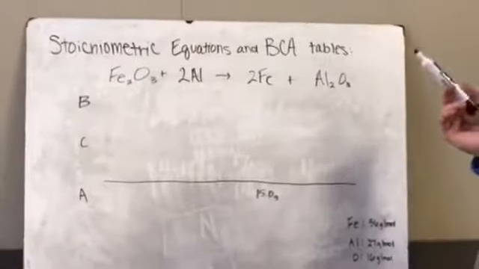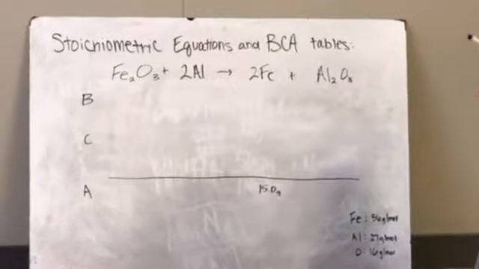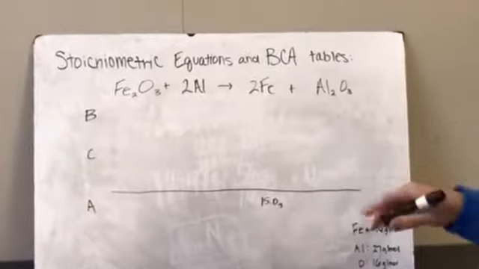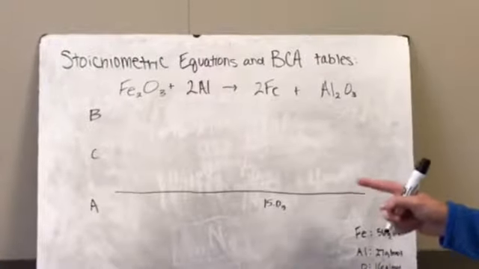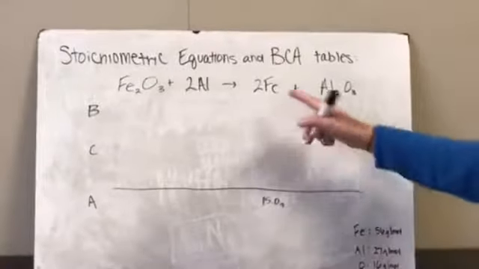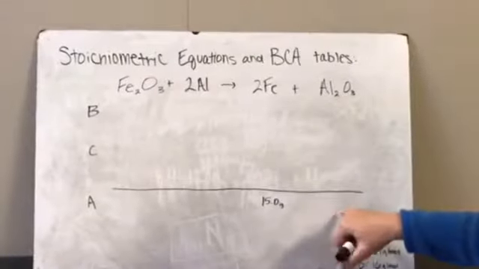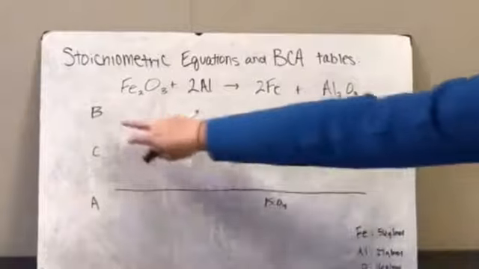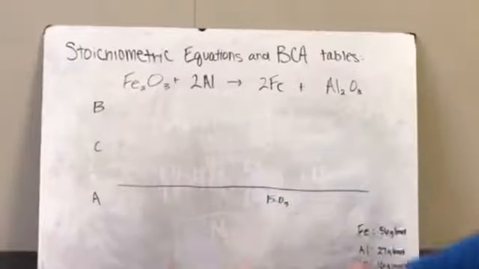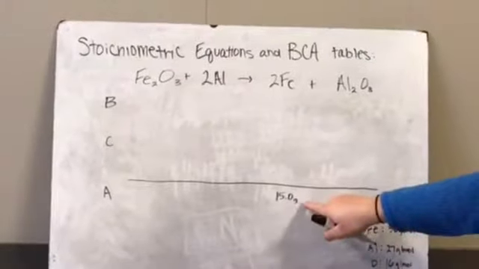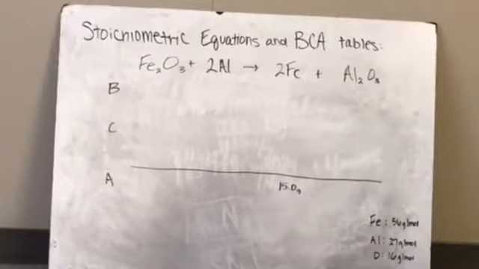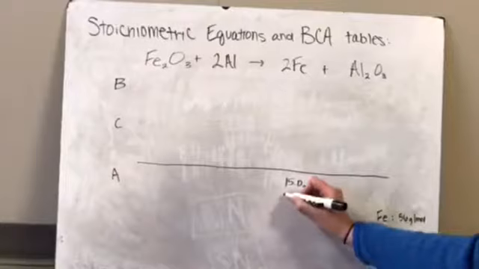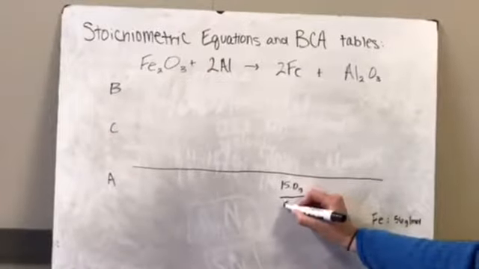Okay, so the first thing we need to do for our stoichiometric equations is make sure that we convert everything into moles. So for this, we're given that we need to end up with 15 grams of iron. So I plugged this into the BCA table, which stands for before, change, and after. So if we're going to end with 15 grams, that goes in the after column. Then to convert this into moles, we just need to divide by the molar mass of iron, which is 56 grams per mole.